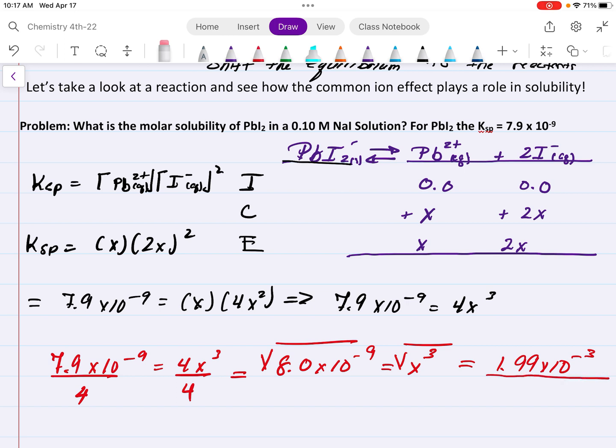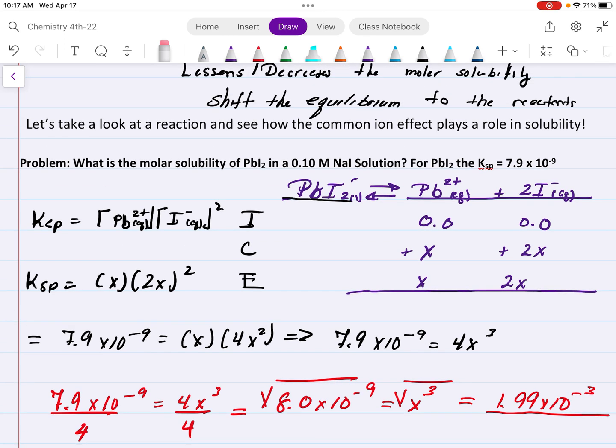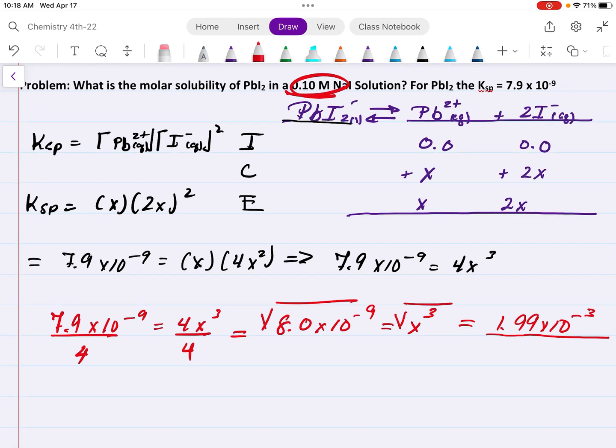This is the molar solubility of lead iodide in pure water without the addition of a common ion, which is the iodine. Okay, so this is our review. We should know how to do this. Now, what we're going to do is the same process, but now we're going to see what role this guy has in the solution. We're going to add 0.10 molar solution of NaI, and we're going to see how that changes the solubility of the lead iodide. So again, it's the same chemical reaction.